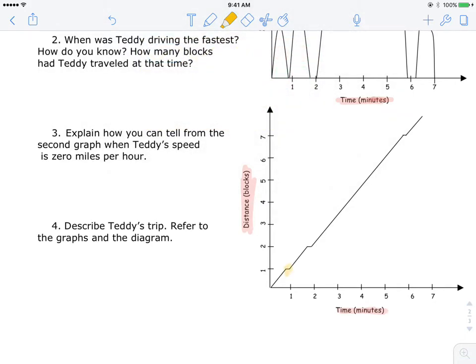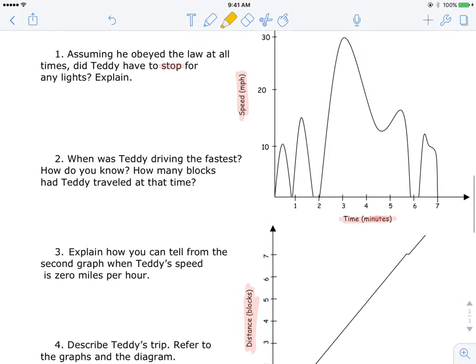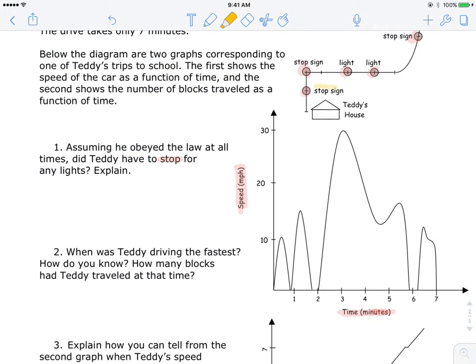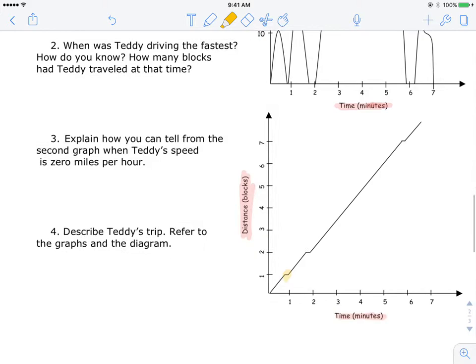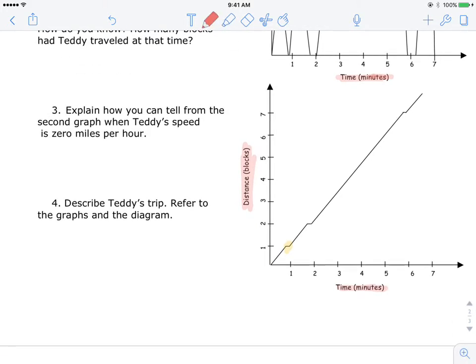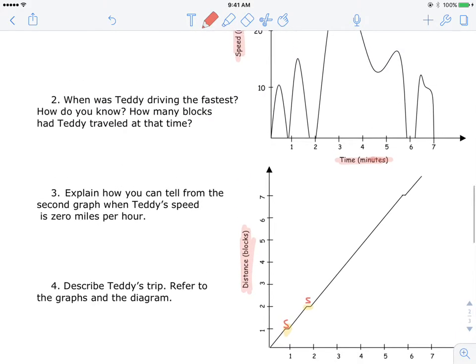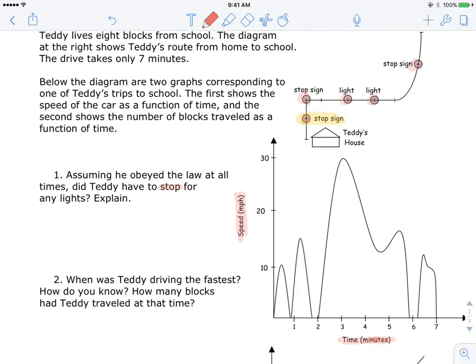He stopped here at about 1 minute. Well, there's a stop sign right next to his house. You have to stop for a stop sign, guys. I don't know if you know that, but it's the truth. That's the law, right? Gotta stop for a stop sign. So this must be a stop sign right here. Okay, then he stopped again. And that's got to be another stop sign because look at this graph up here. Do you see how we have another stop sign right after his house? Okay, and then we have 2 lights in a row followed by that final stop sign.